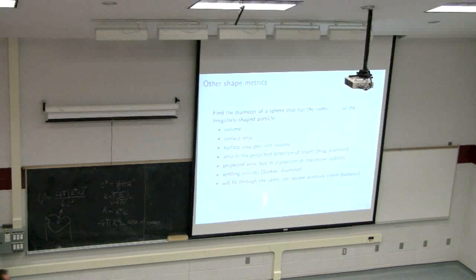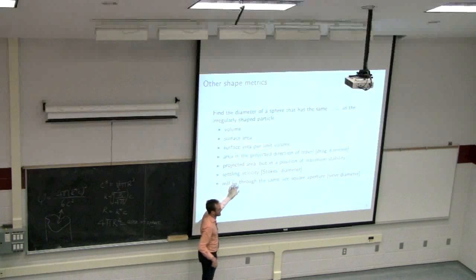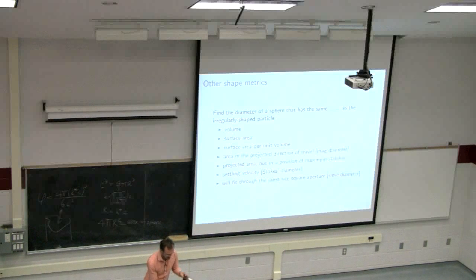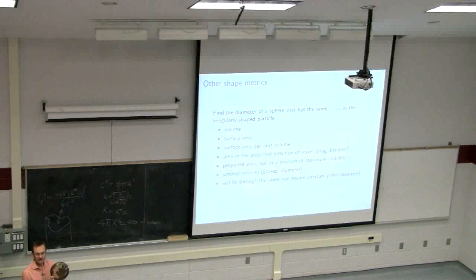There's another one that we're going to focus on today, the equivalent sphere that will fit through the same size square aperture. What do I mean by that? I'll pass this around, but here's a sieve. The sieve has square holes. These holes are called apertures. It's just another name for it. So what is the equivalent size of a sphere that will fit through that same square aperture or hole?